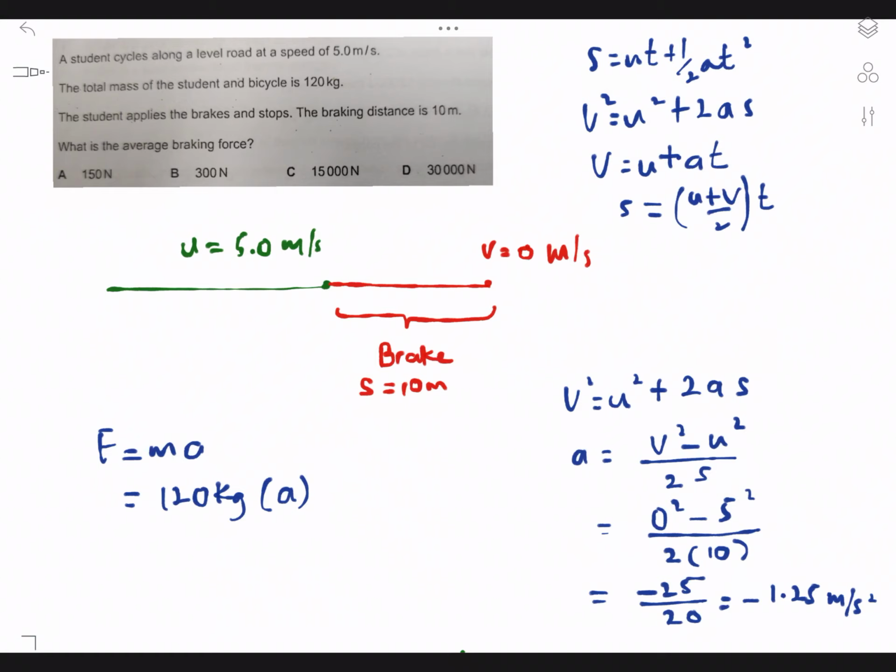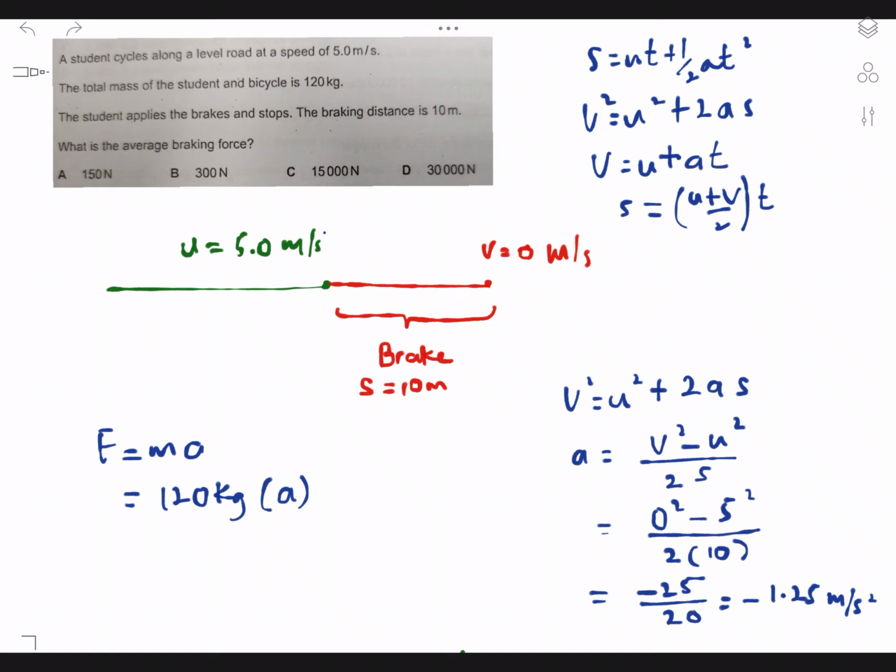The student cycles along a level road at a speed of 5.0 meters per second. So initially the student is cycling on a road and the velocity is 5.0. And then the total mass is 130 kg. The student applied the brake and stopped. So when the student stopped, the initial velocity is 5.0 and finally it stops, it is 0 meters per second. And then the distance given here is 10 meters.